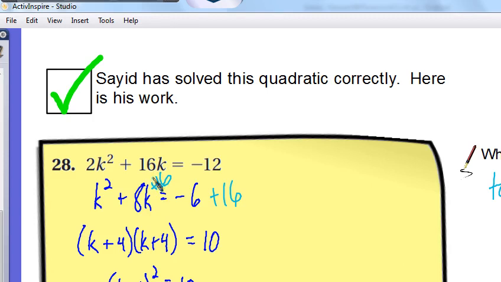So once it's factored as k plus 4 times k plus 4, there's a 16 in that factorization, a constant of 16, and we need to represent that 16 in the previous line. Okay. Why? Because we added 16 to both sides.